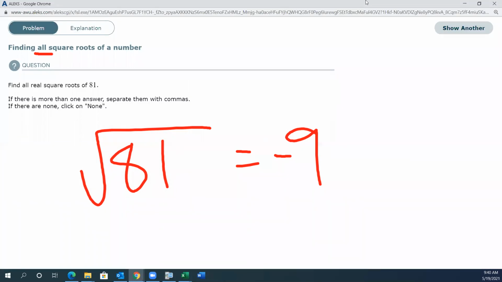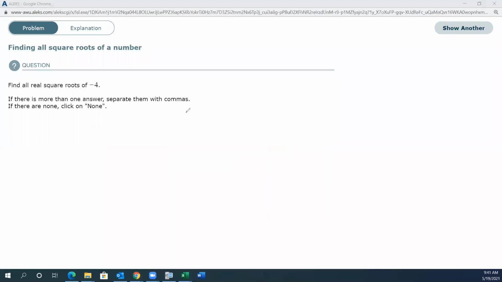Okay. Therefore, -9 is also a square root, just like +9 is. So when they say all square roots, they mean the positive and the negative answer. So they want 9 and -9. And let's do one more of those. Maybe one more than that.